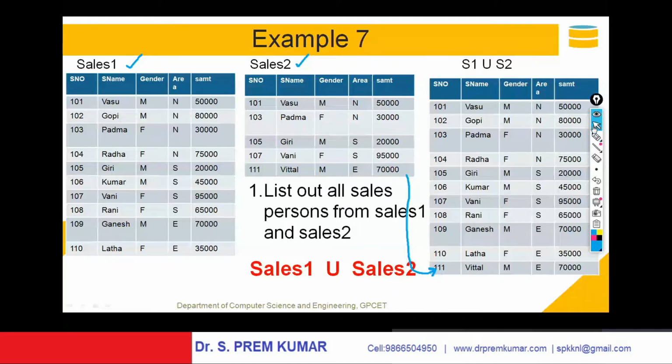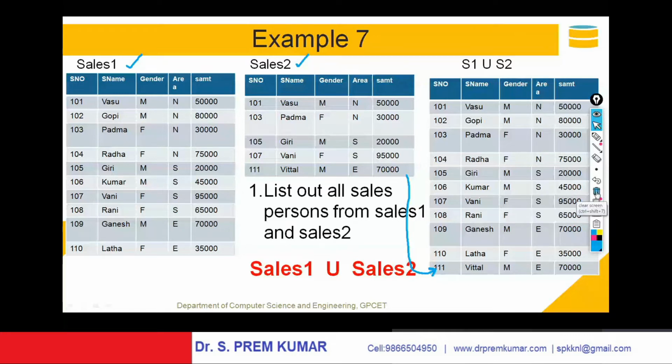Please go through. This is a union operation: list out all salespersons from sales 1 and sales 2. This is the union operation. Please go through.